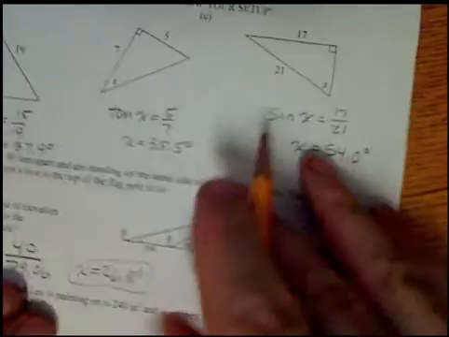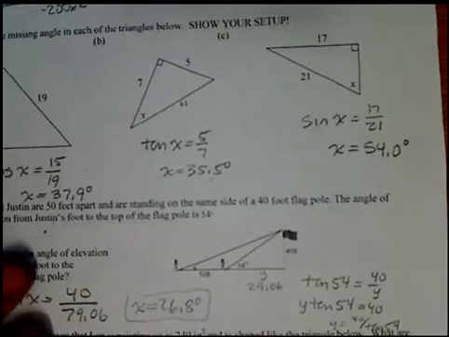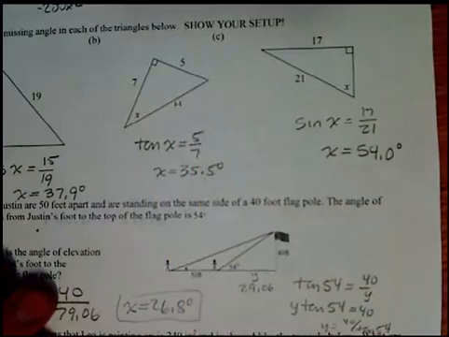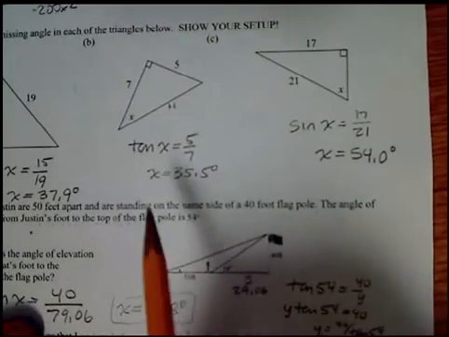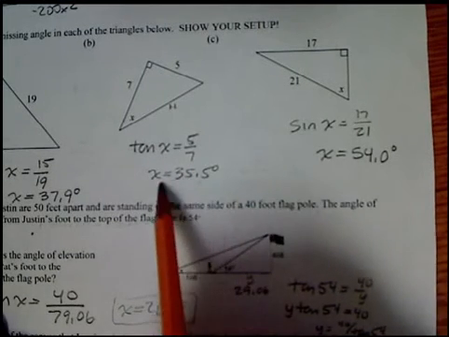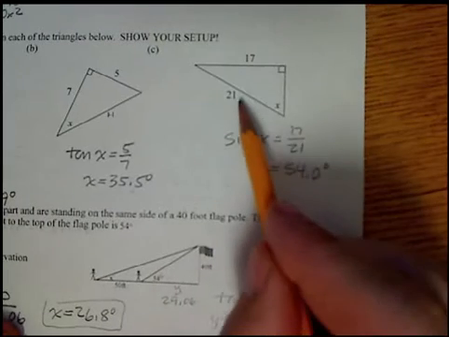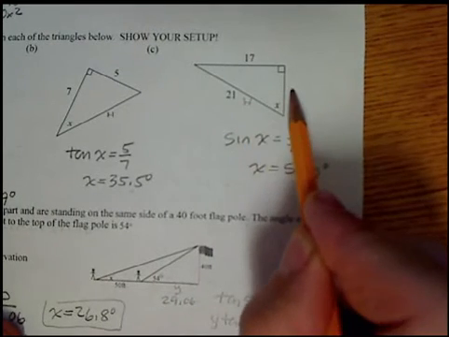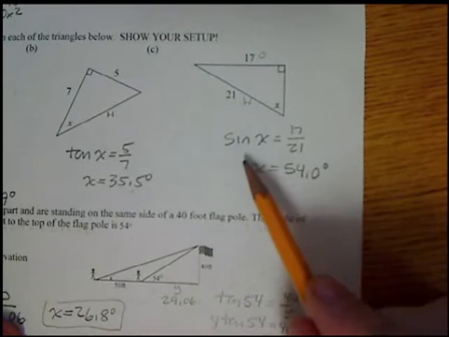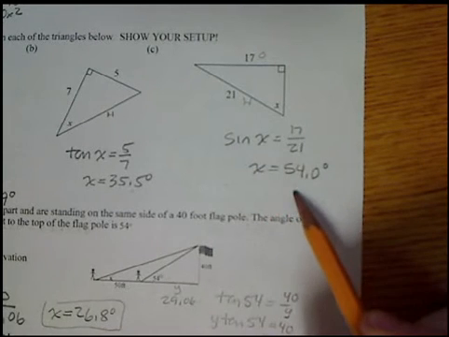Okay, this one, here's your hypotenuse. I didn't have the hypotenuse, so it has to be tangent. Tangent of x is 5 over 7. I need to undo tangent, so I do tangent inverse of 5 over 7, just like I did a second ago. That comes out to be 35.5. On this one, here's your hypotenuse. My adjacent, there's nothing there. This is the opposite. So I'm using sine of x equals 17 over 21. Inverse sine, you get 54.